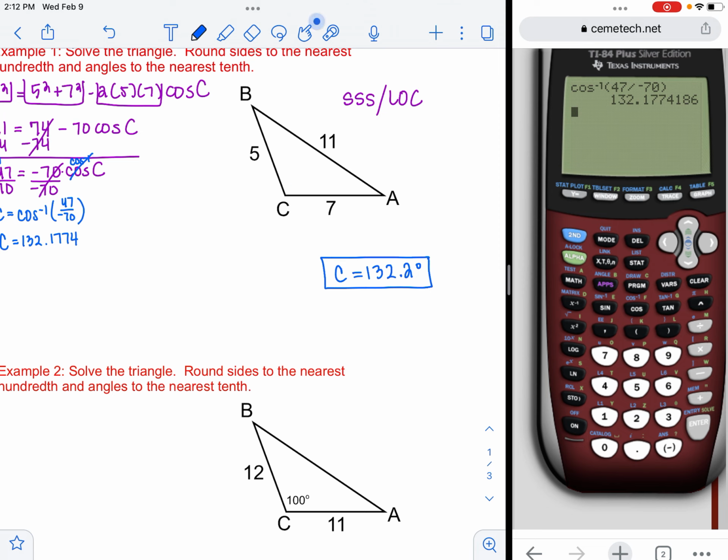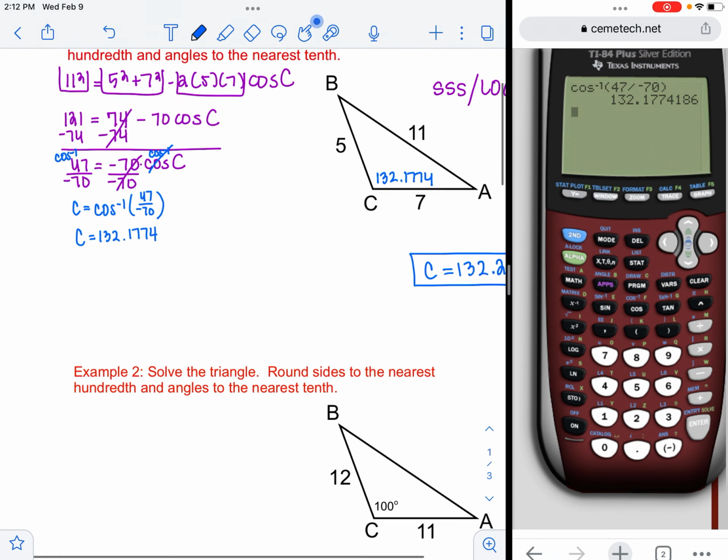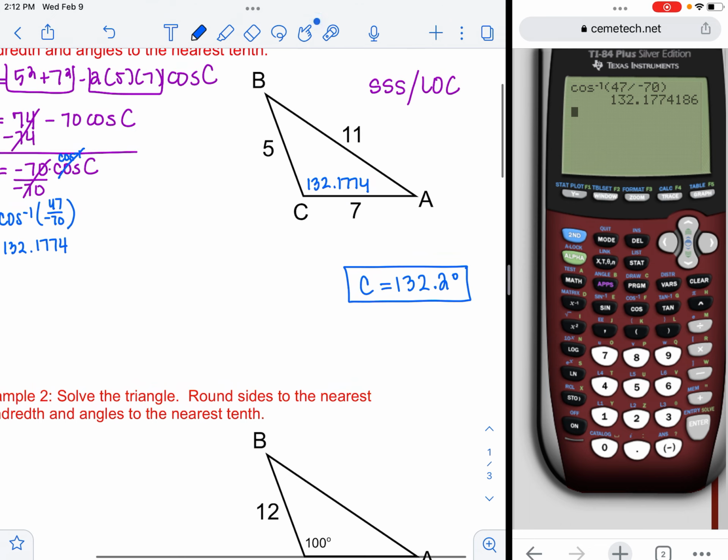All right, now I'm going to add C to my diagram, 132.1774. And now I'm going to find angle A or angle B. It doesn't matter which one. Remember, once I use the law of cosines, I like switching to the law of sines. So now I'm going to switch to the law of sines. I'm going to start with the ratio that I do know. So I know this angle, it's the only angle I know right now, and this is the side opposite.